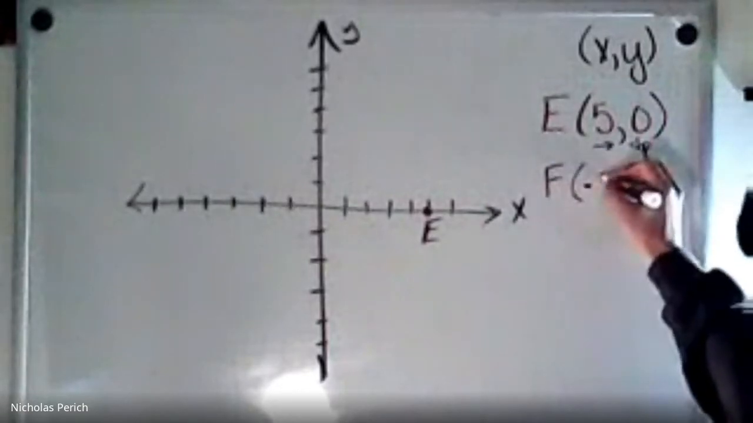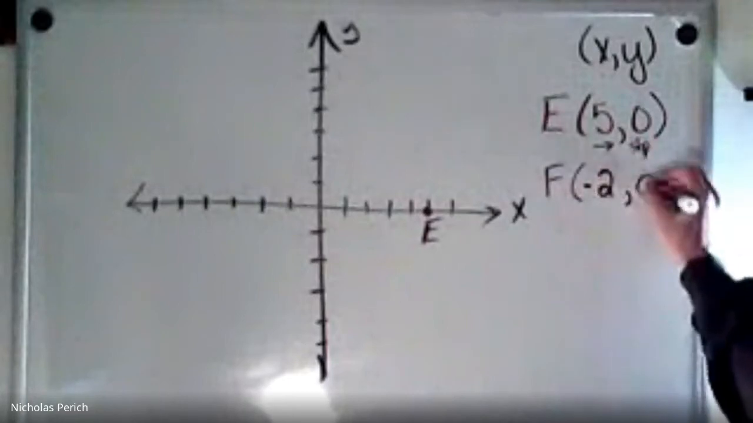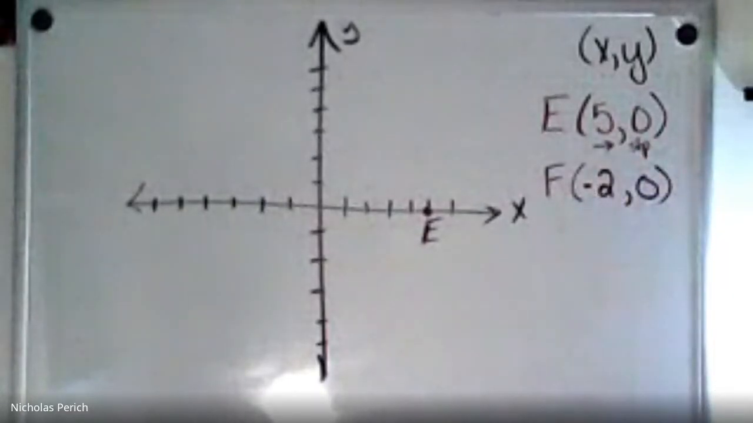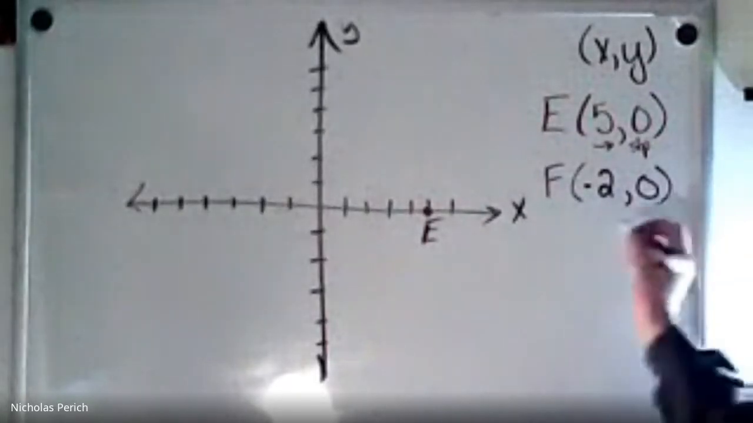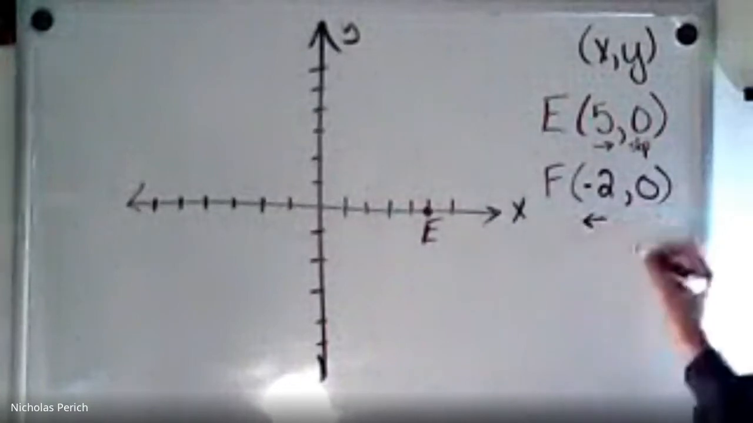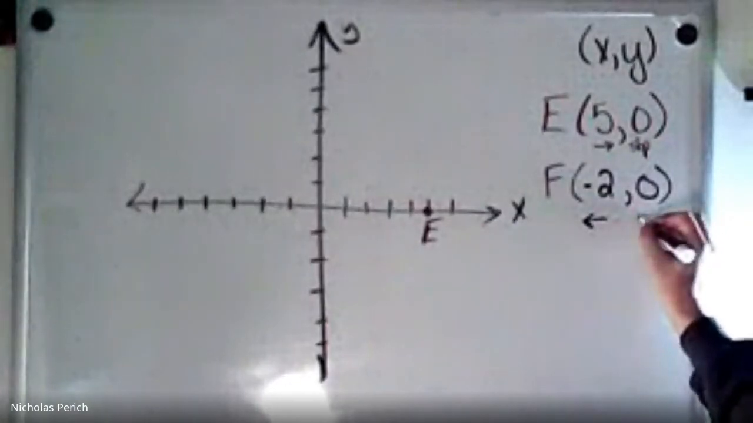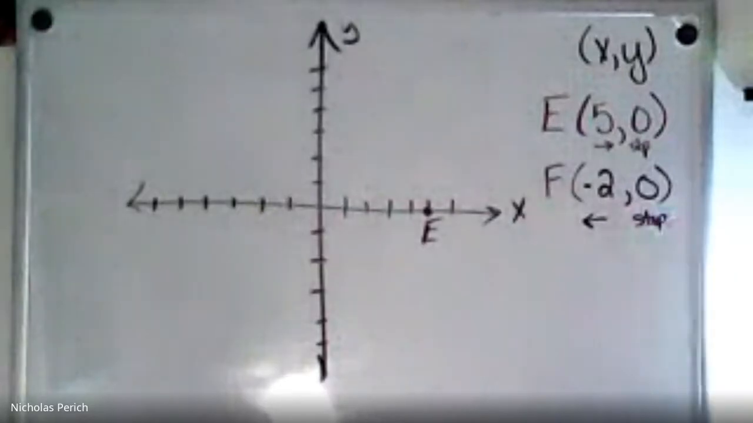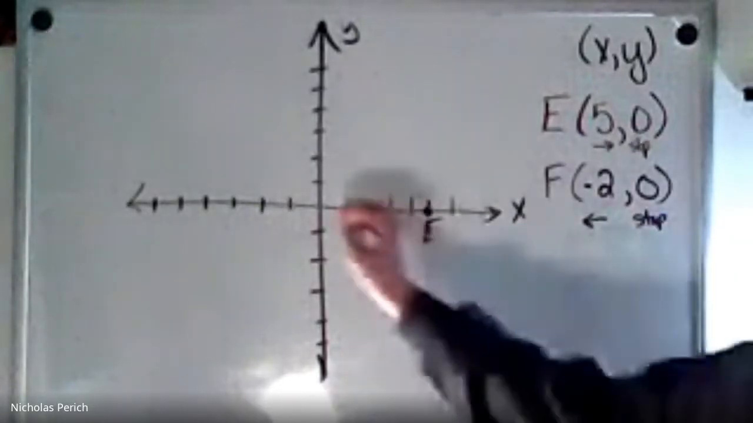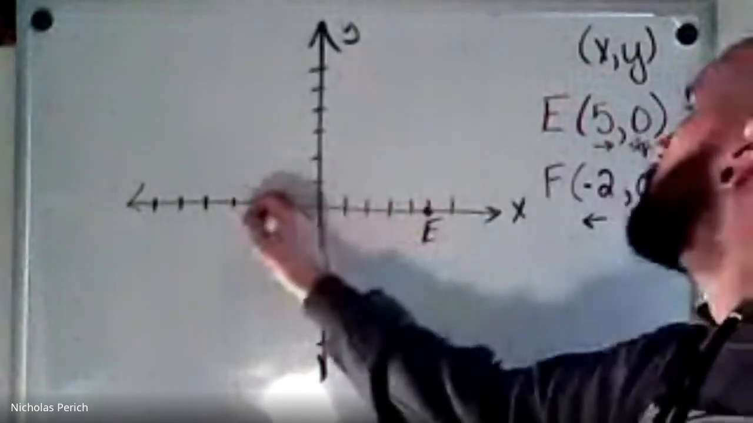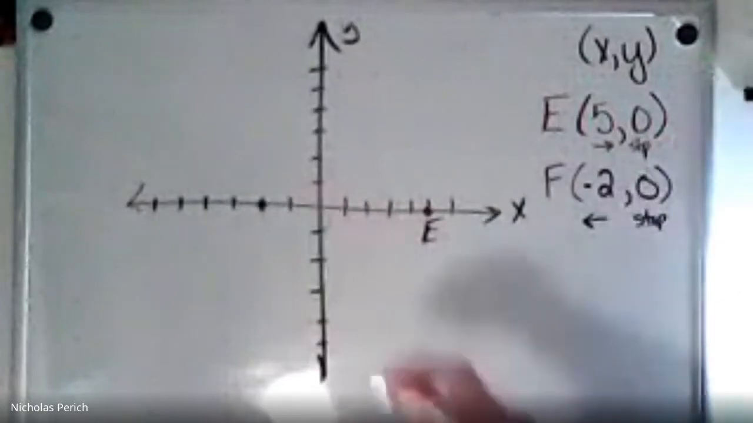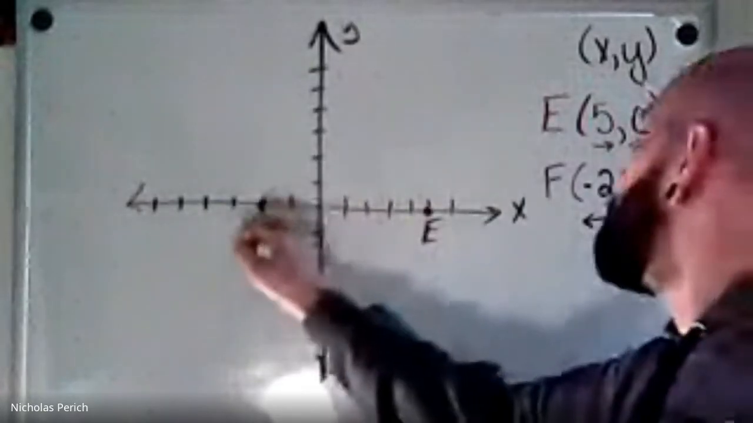How about negative 2, 0? Negative 2 means I go left 2 spaces and I go up or down, nothing. So I go left 1, 2 spaces and I just stop.